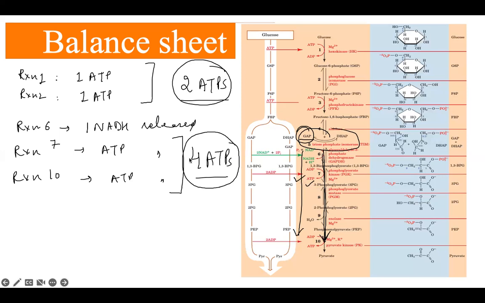So in total, everything is happening twice. So there are 4 ATPs being released. So there is a net gain of 2 ATPs. So that is what the balance sheet for glycolysis says. In the next lecture, we will be talking about the Krebs cycle. Thank you.